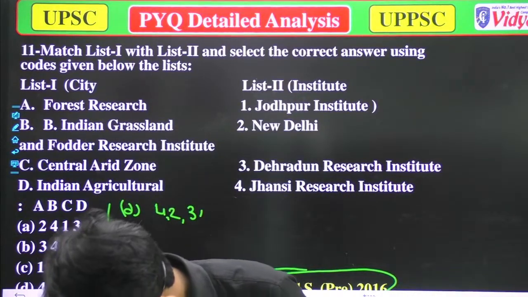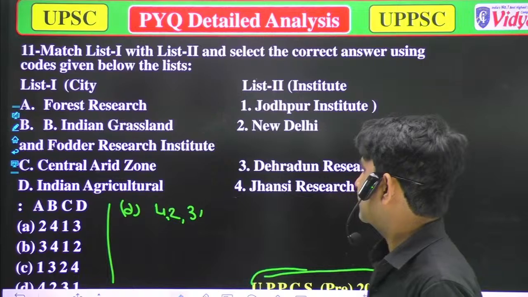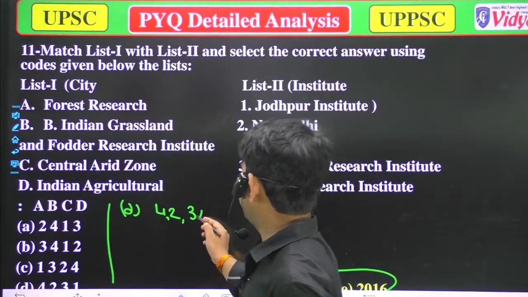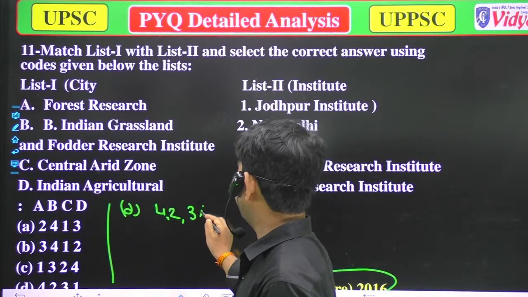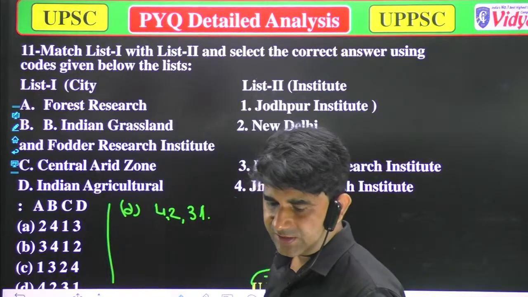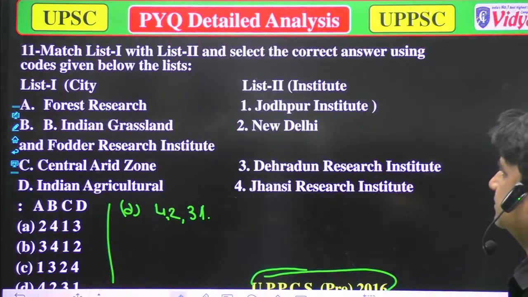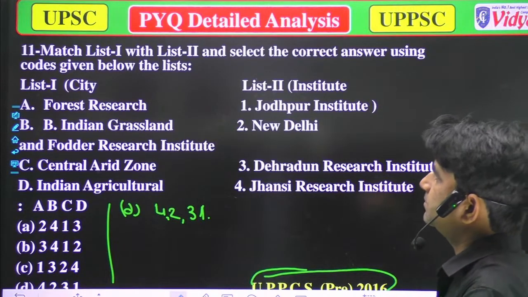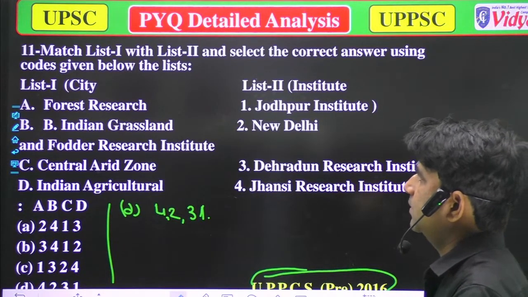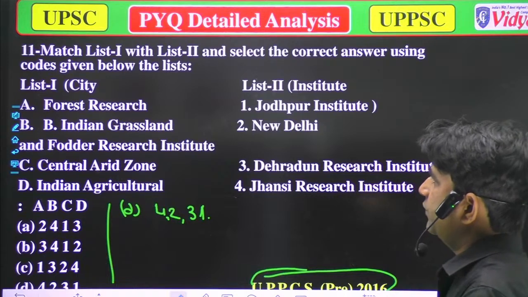Yeah, 4 2 3 1. It is 4 2 3 1. I think now it's visible. Then please try to attend that question: what will be the correct option?